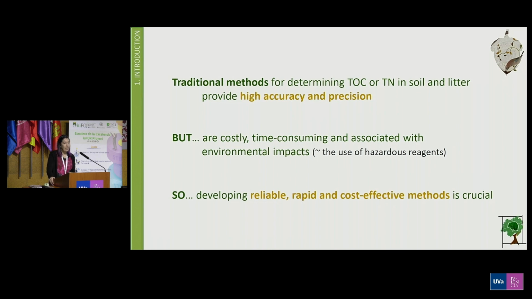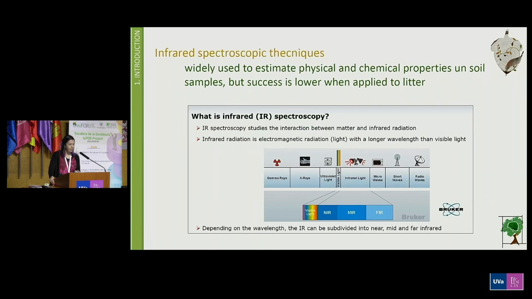Traditional methods for determining the total organic carbon and the total nitrogen, two properties that are very important in the soil and in litter, of course, provide high accuracy and precision. But these methods are costly, time-consuming, and sometimes associated with environmental impacts. So developing new techniques that are reliable, rapid, and cost-effective is very, very important. That's why, for years, infrared spectroscopic techniques have been used for these purposes.